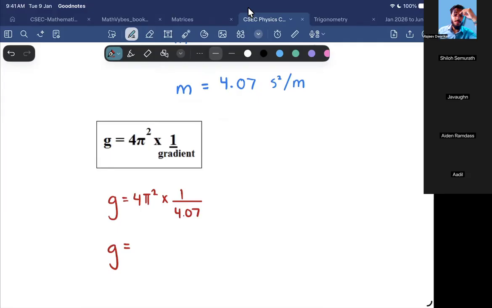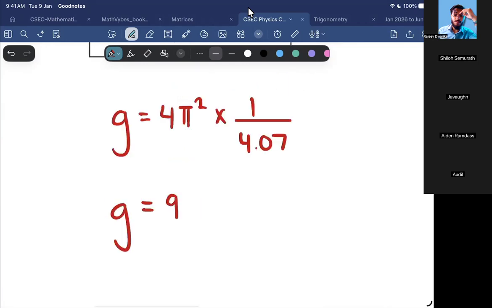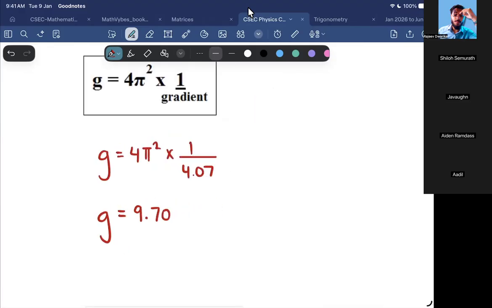It might be a bit lower, but that's fine. 9.70. Sir, 9.70. Yeah, 9.70, and the units are going to be what? Meters per second squared. Alright, so everybody okay with that? Yes, sir.